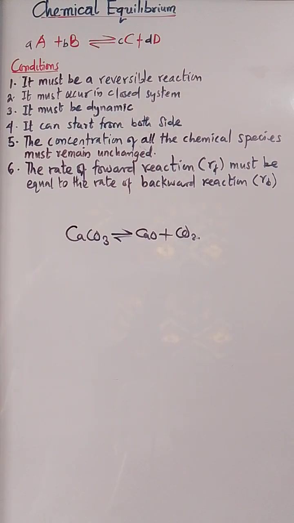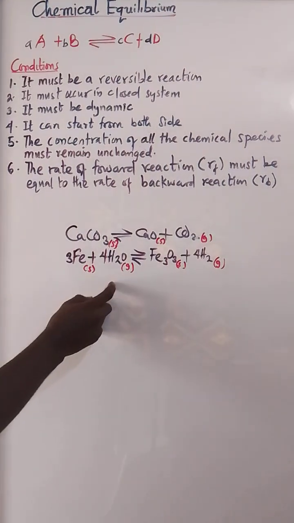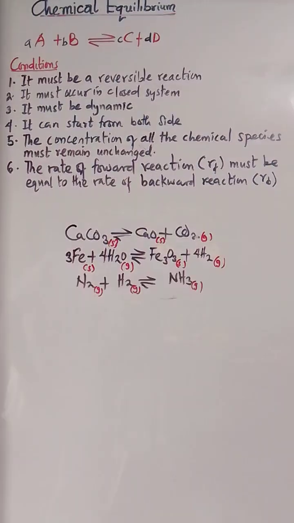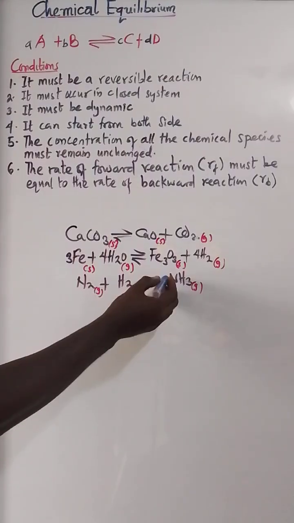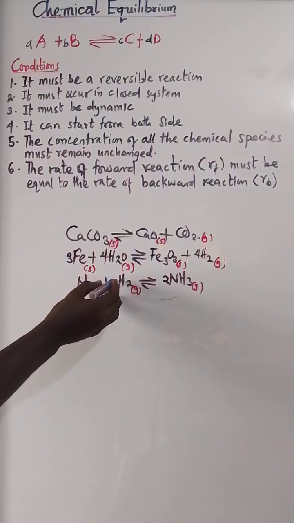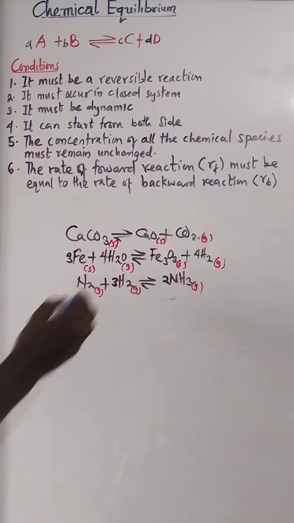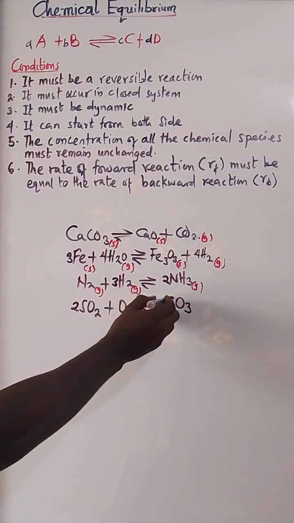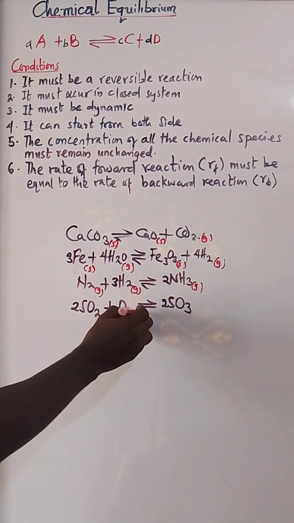So this is one example. Let's write all that. The oxidation of iron by passing steam over it to give us iron oxide and hydrogen gas produced. The reaction between nitrogen and hydrogen to give us ammonia, and this is for the industrial preparation of ammonia, called the Haber process. Should be 3. Okay, this is the contact process, which is used in the preparation of sulfuric acid.